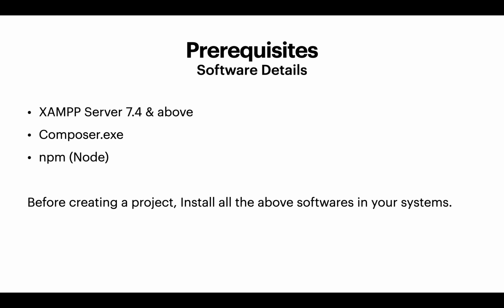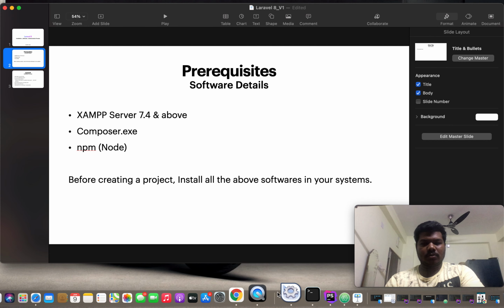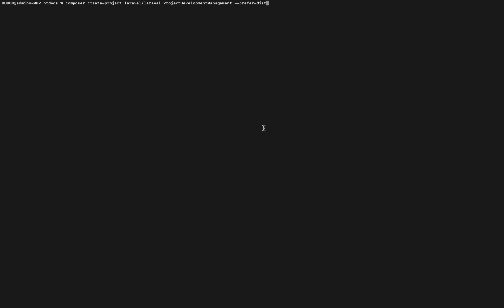Let's begin how to create a project in command prompt. Let's open command prompt. Then type composer create-project laravel/laravel, your project name and --prefer-dist. Let's press enter.